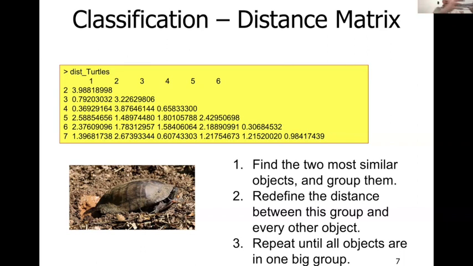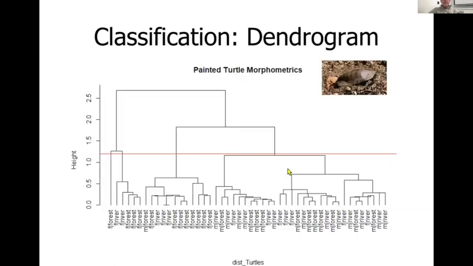So you're aggregating either pairs of individual turtles or an individual turtle with a group of turtles. Gradually you're creating this bigger and bigger group, where at each step you're putting together the most similar individual turtles or groups of turtles. That's hierarchical classification in a nutshell. So what does it look like when you're done?